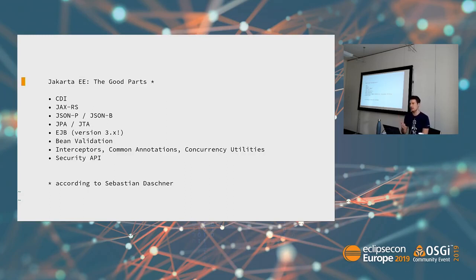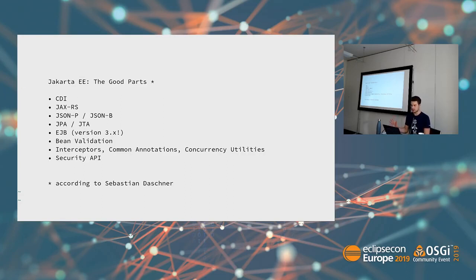That is CDI, right? That's at its core, for injection and all these types of things. We have JAX-RS for RESTful web services, JSON-P, JSON-B for JSON binding, JPA, JTA for transactional databases, EJB, but only in version 3, only the modern stuff. Then it contains things that are really needed: bean validation, interceptors, and things like that.